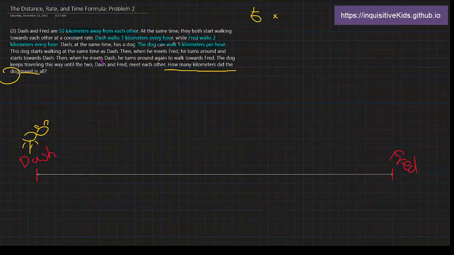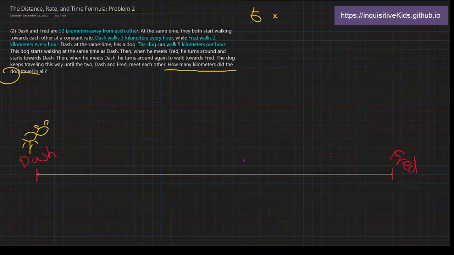Because, okay, in this problem, is the dog the only object that's moving? No, because there's also Dash and Fred. So the dog starts at the same time as Dash and Fred, and it stops at the same time as Dash and Fred. So all we really need to find is how long Dash and Fred were walking? All right, exactly. So I like our plan.